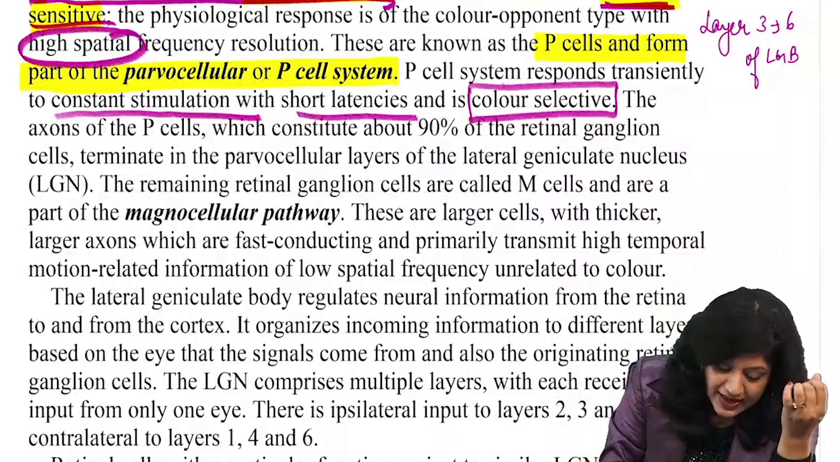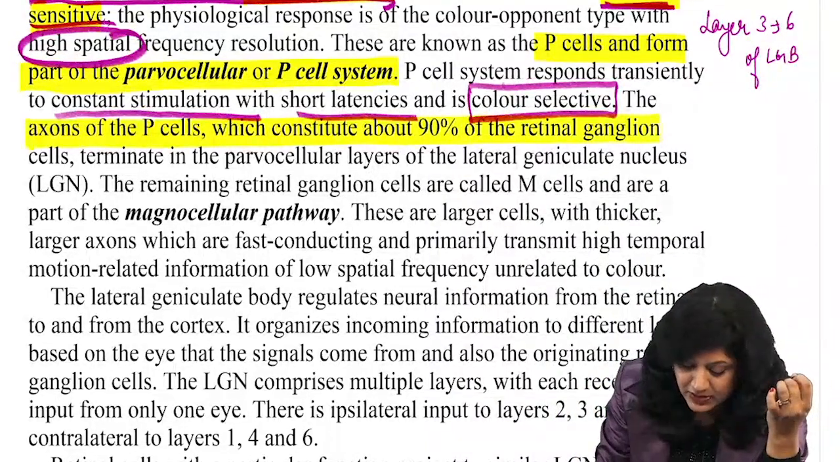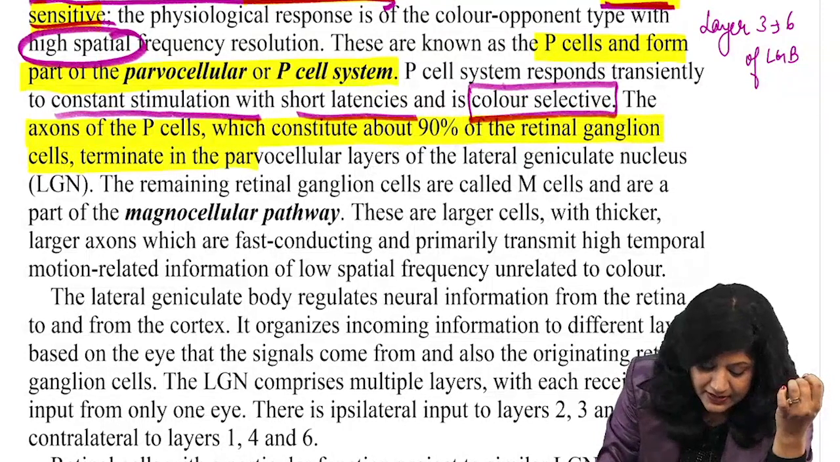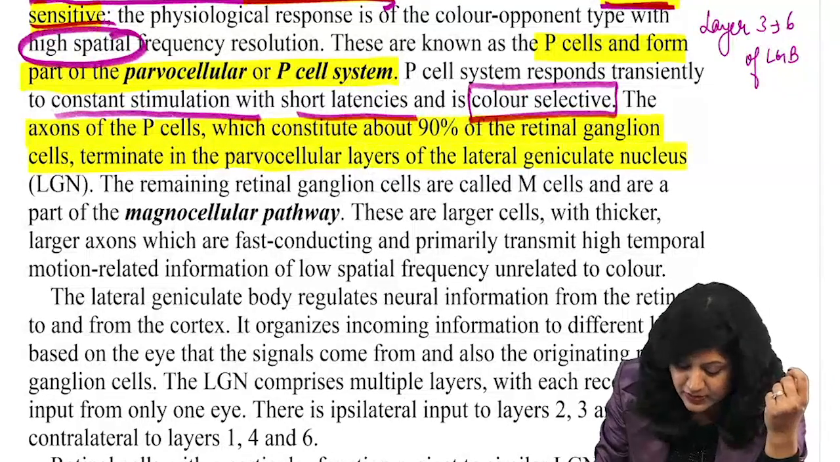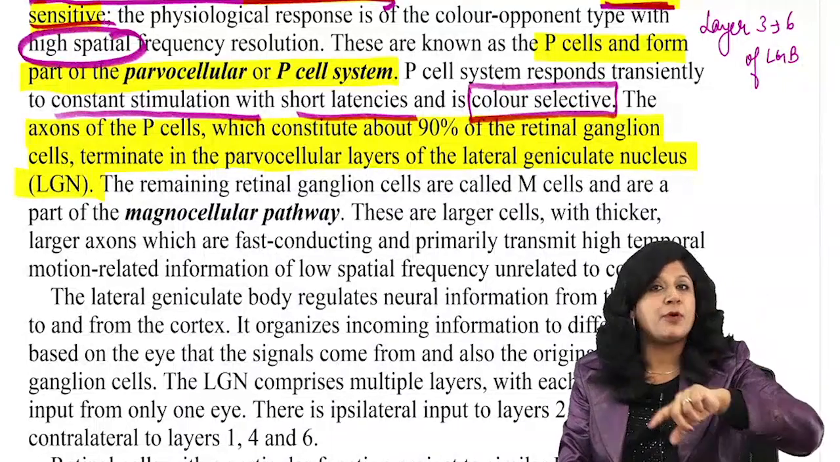Now the axons of the P cells, which constitute about 90% of the retinal ganglion cells, terminate in the parvocellular layers of the lateral geniculate body. So P you can remember for parvocellular.